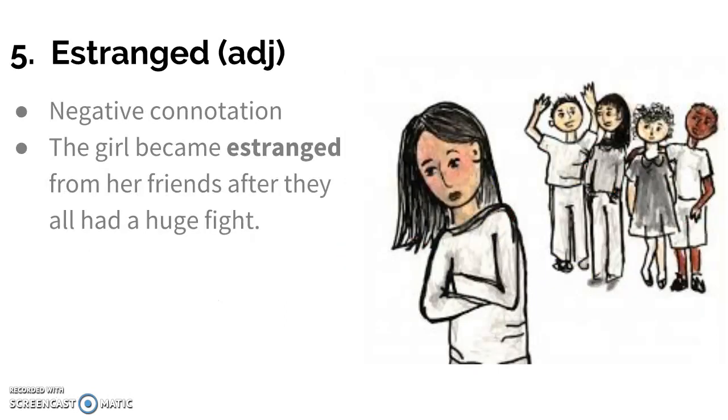Number 5 is estranged, which is an adjective. Our definition for estranged is going to be no longer close or affectionate to someone. This always will describe people. So it's basically describing someone who is no longer around, no longer close, you're no longer kind of seeing them. You see it a lot of the times with family members or friends. This has a negative connotation. The example sentence is, the girl became estranged from her friends after they all had a huge fight.